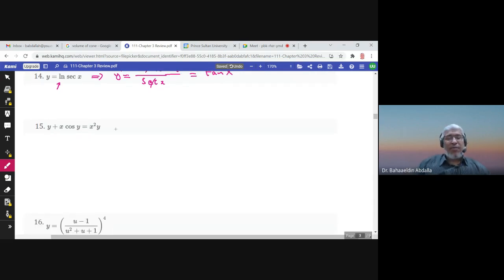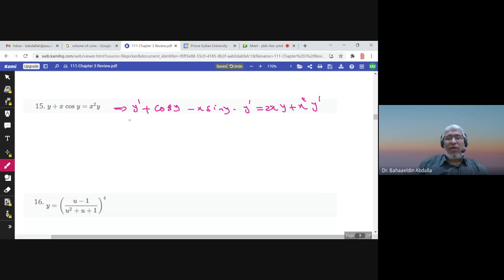Here it is an implicit differentiation. The derivative of y is y prime. This is a product. The derivative of x is 1 times cosine y. Now the derivative of cosine y is negative sine y times y prime. This is also the product rule, 2x times y plus x squared times y prime.